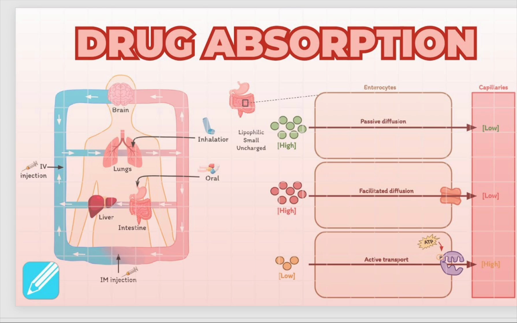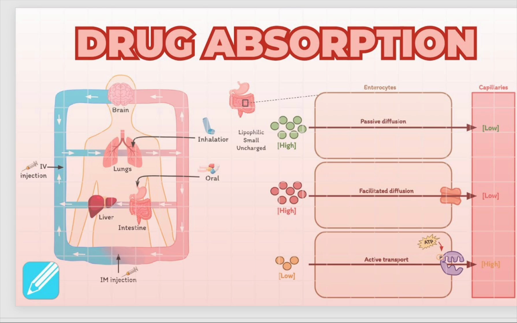The drug has to navigate through different pathways to reach its targets. There are various factors that influence drug absorption, like physiochemical properties of the drug, route of administration, gastrointestinal factors, formulation of the drug, and blood flow. Now let's discuss the physiochemical properties of the drug that I'm talking about.